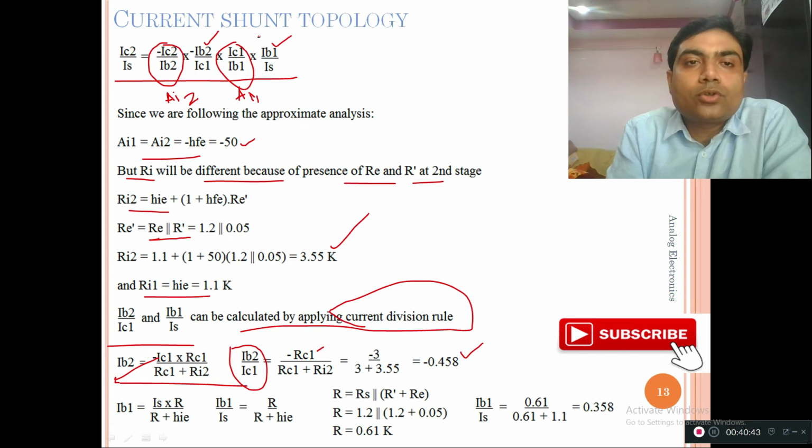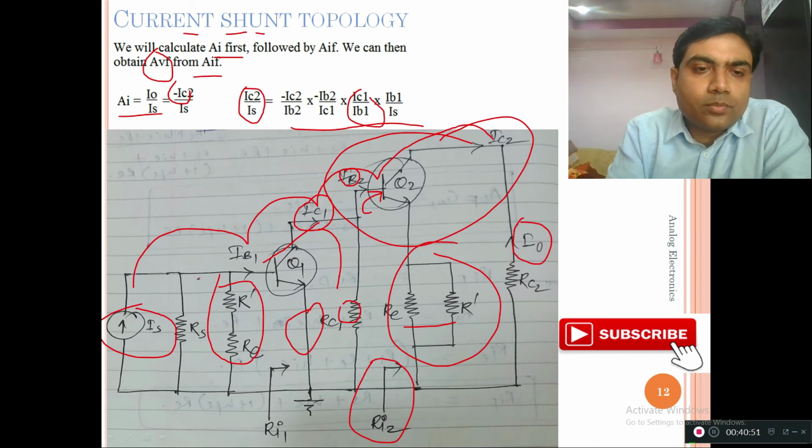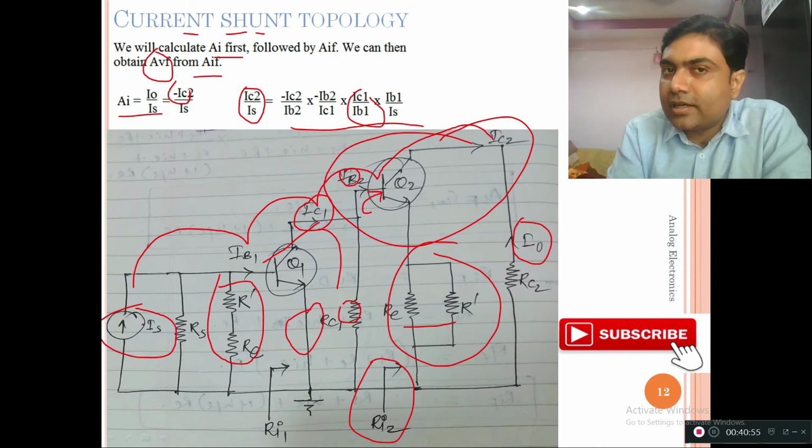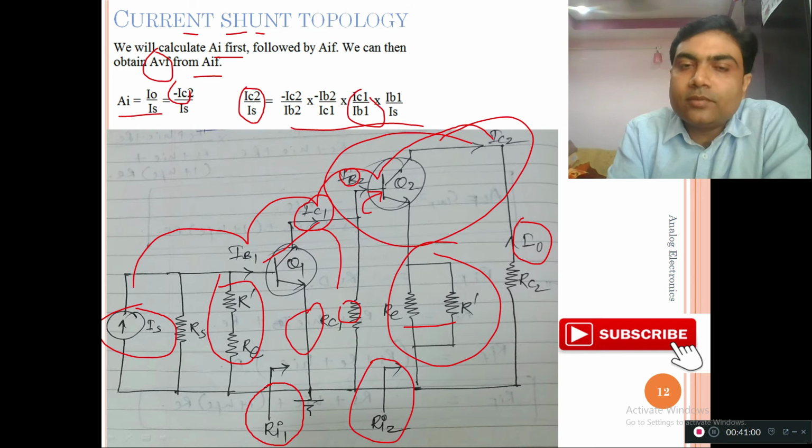Likewise, I also have to calculate the value of IB1 upon IS. So how can we calculate IB1 upon IS? By the same current division rule. Let us go back. This is IB1 and this is IS. Now the source current is IS, and IB1 is flowing across RI1. So what are the opposite resistances over here? The opposite resistance over here is nothing but the parallel combination of RS with R dash plus RE.